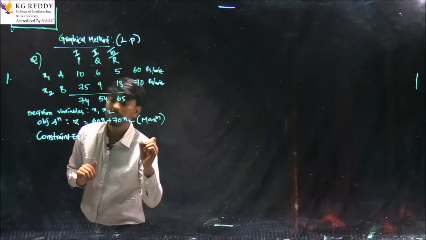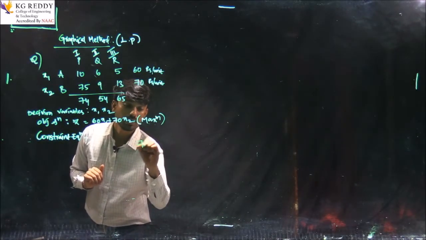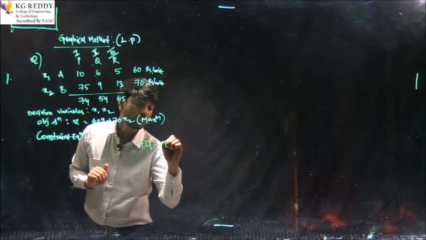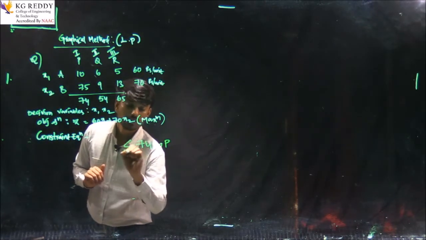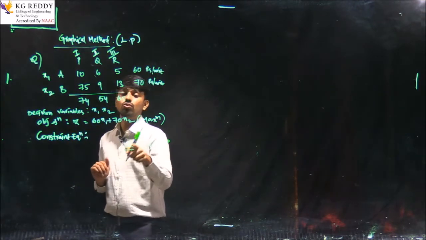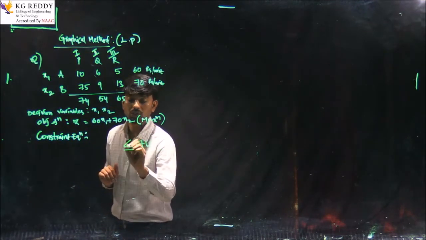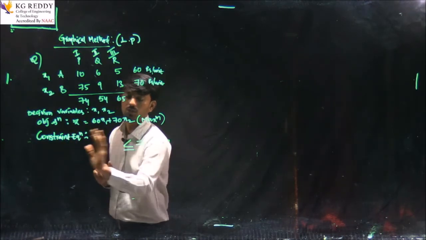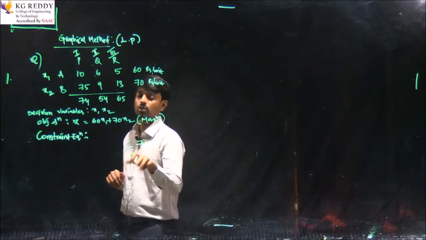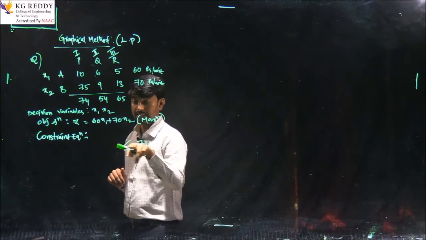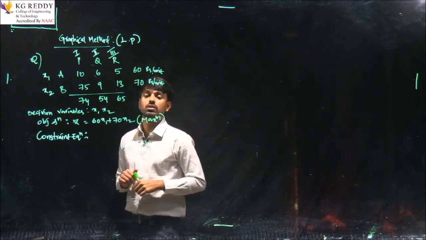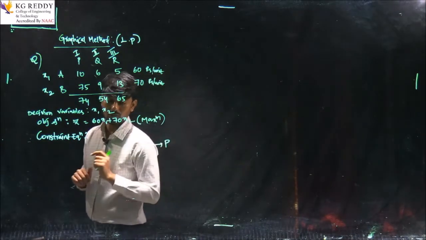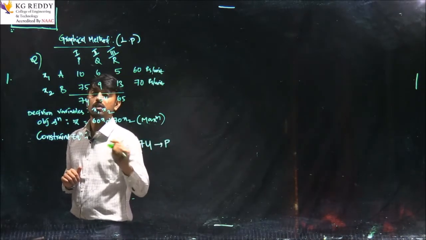Now you have to begin with the constraint value only. What is the constraint value regarding machine P? Let's assume machine P cannot work for more than 74 hours. That is why we put less than or equal to. The total hours that machine P has to work should be less than or equal to 74 hours in a week. It cannot work for more than 74 hours, that is why 74, less than or equal to.